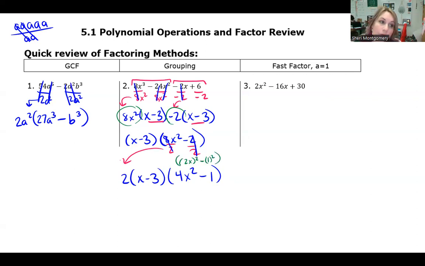So I can continue factoring. So I get x minus 3, and then I write my 2 parentheses, and I'll have 1 plus and 1 minus. Doesn't matter which order. And I have to write the first thing first, second thing second. Now I'm finished.